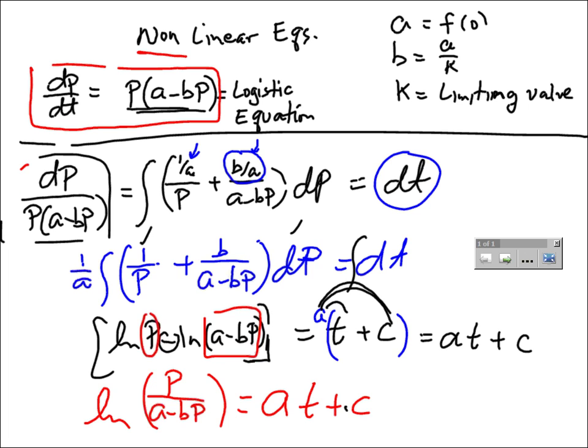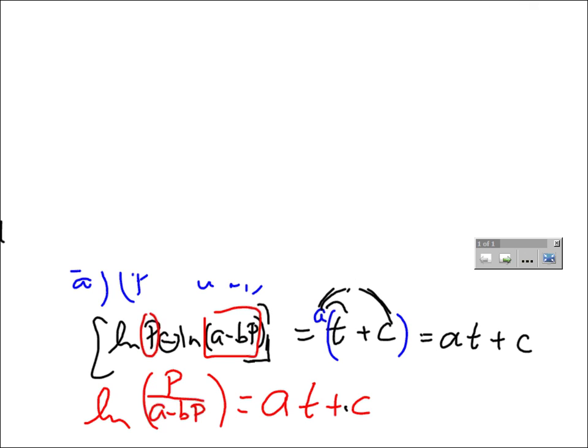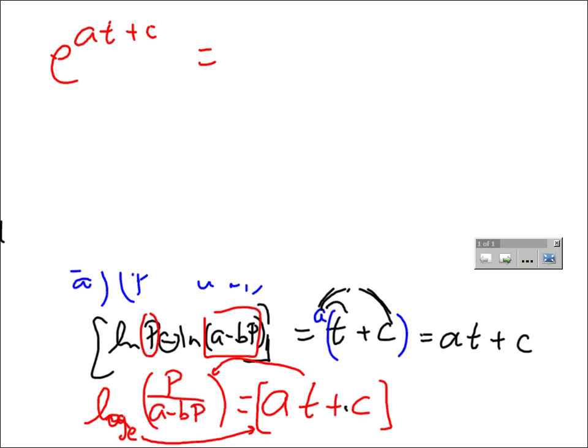If I can, please, I'm going to erase this on top. And we'll get rid of the logs. Remember, ln is just shorthand for log base e. So e to that power, e to the at plus c is equal to what I'm taking the ln of, namely that fraction, p over a minus bp.